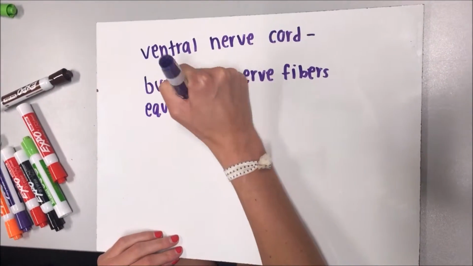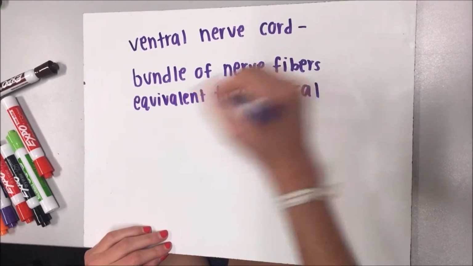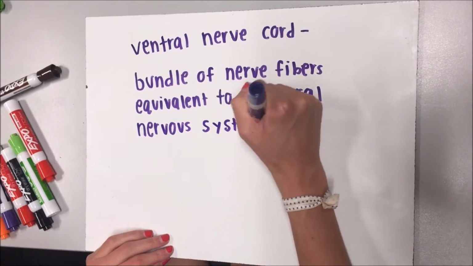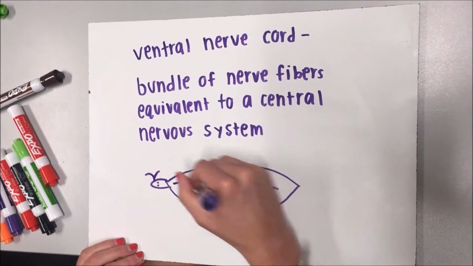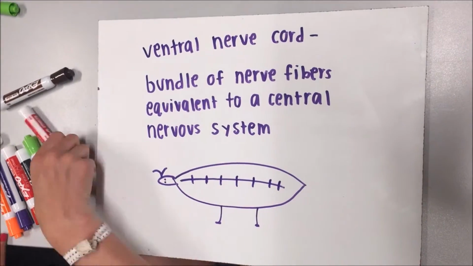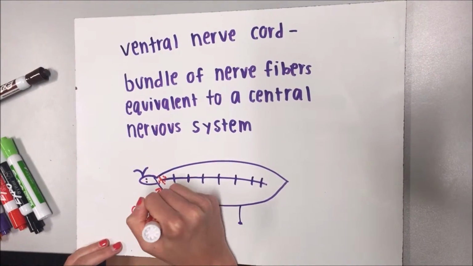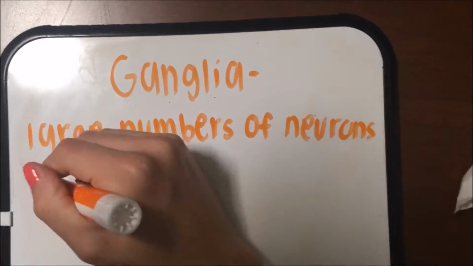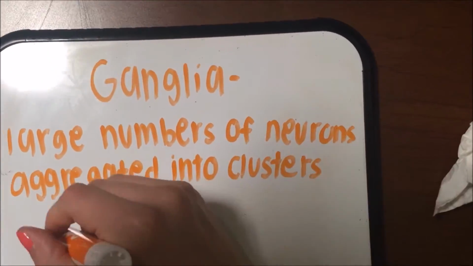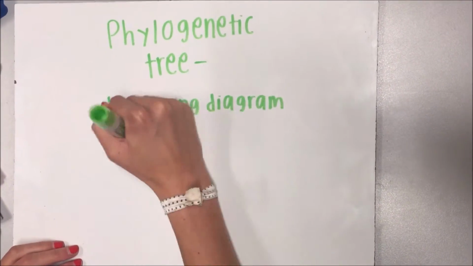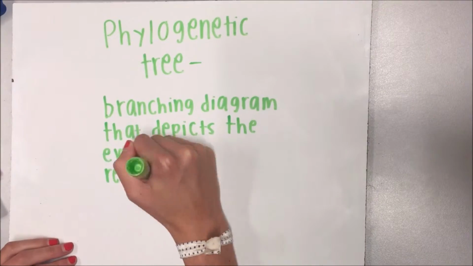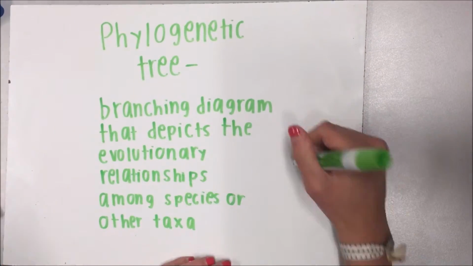The ventral nerve cord is a bundle of nerve fibers which is essentially an invertebrate's equivalent of the central nervous system. The ventral nerve cord is similar to the spinal cord of mammals. In most cases, this nerve cord runs ventrally below the gut and connects to the cerebral ganglia. Ganglia are large numbers of neurons aggregated into clusters. Lastly, a phylogenetic tree is a branching diagram that depicts the evolutionary relationships among species or other taxa.